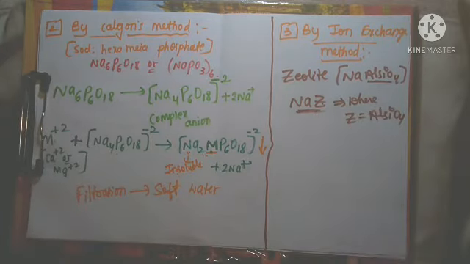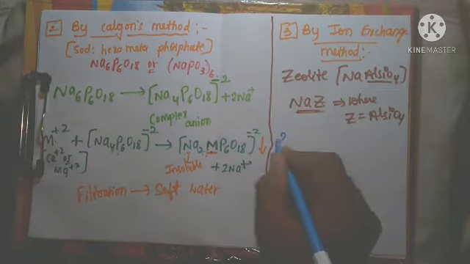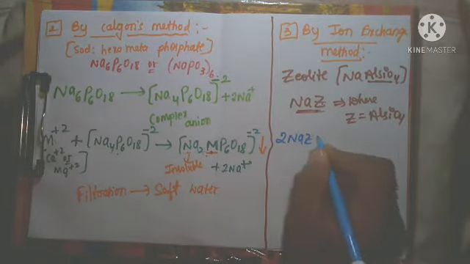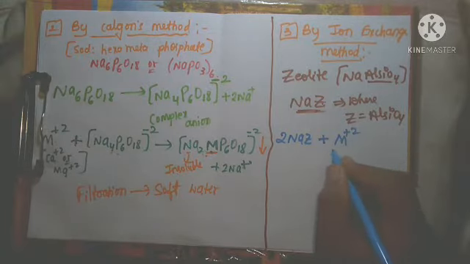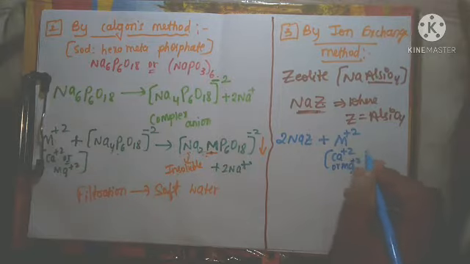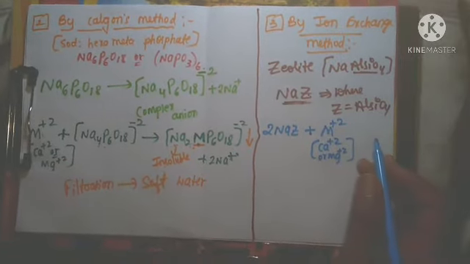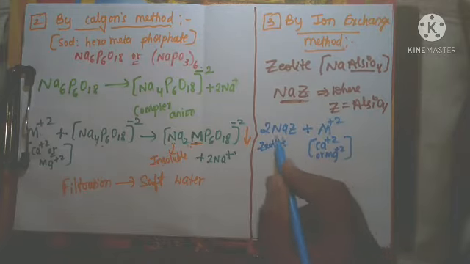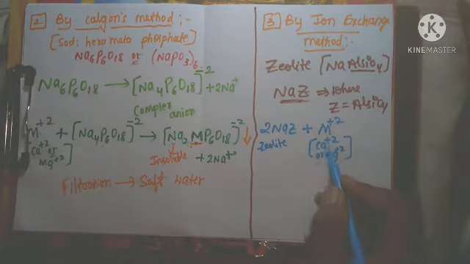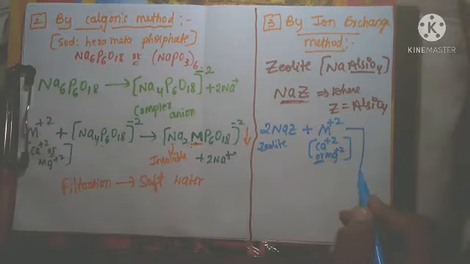Now, we will see the reaction. For balancing, I will write 2 here: 2NaZ. When it reacts with the M plus 2 in the water, M plus 2 means maybe Ca plus 2 or Mg plus 2, which is present in the water. This is zeolite. When this zeolite reacts with M plus 2, that is Ca plus 2 or Mg plus 2, which is present in the hard water, what happens?